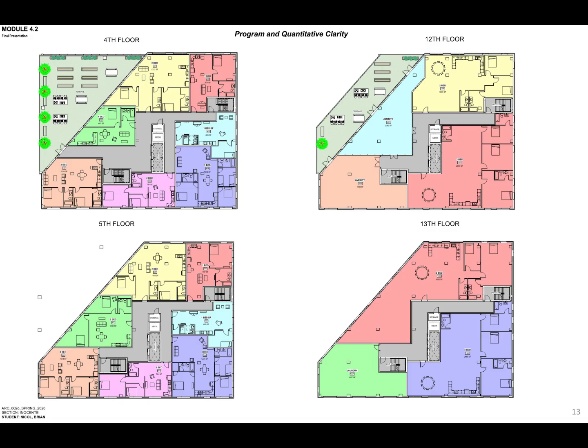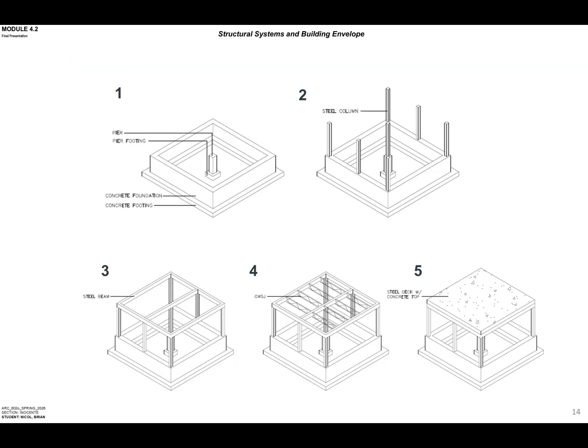And once you get above the third floor into the residential areas, the fourth floor to the 13th floor are all going to be residential units, the smaller units starting at the bottom. And then once you work your way up, you're getting into larger units with amenity spaces on the same floor. And then also there's the terraces as well. The next item we look at is the structural system and the building envelope.